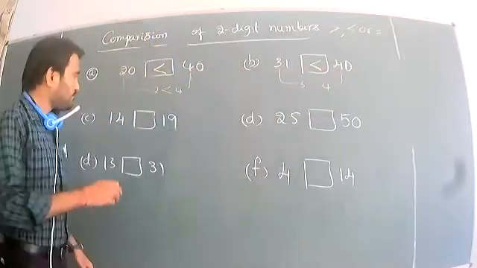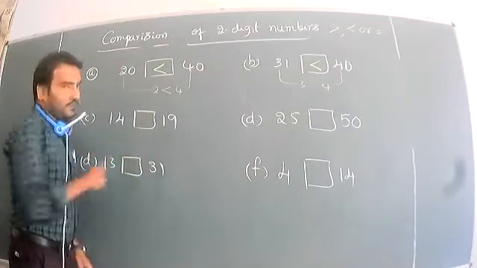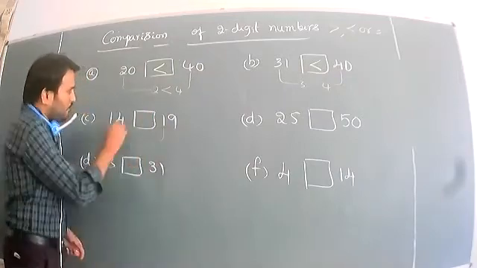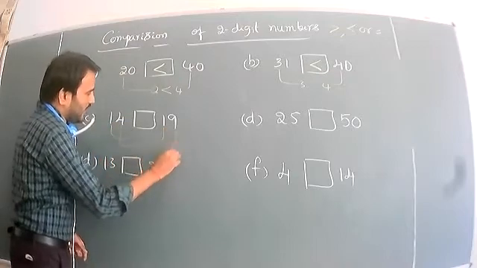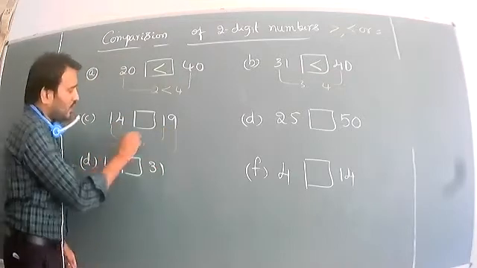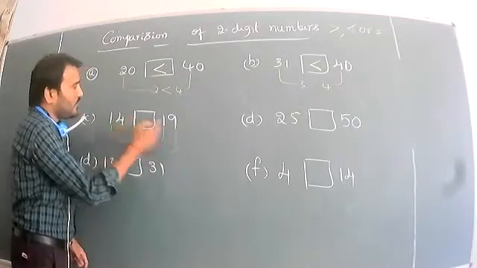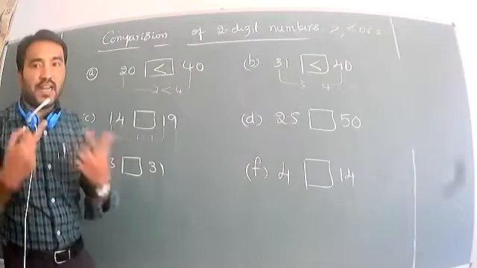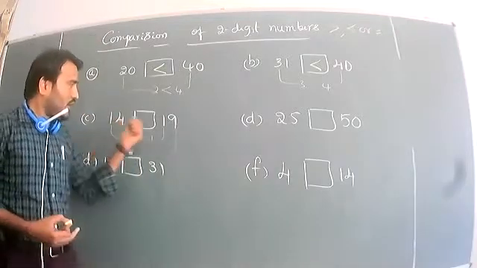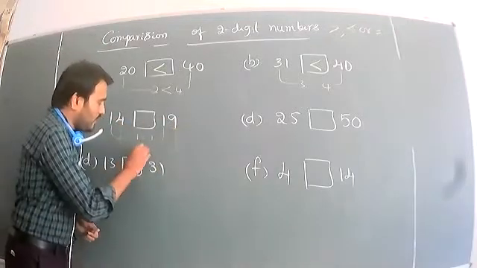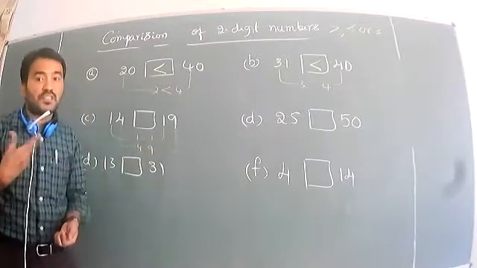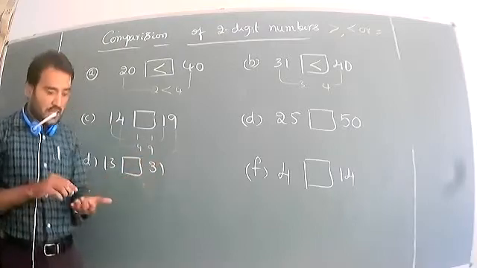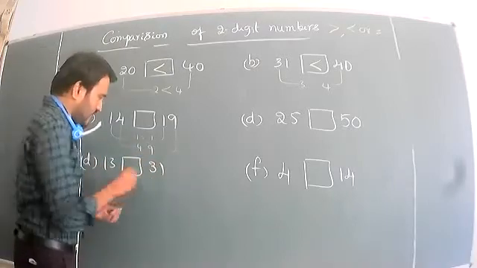Okay. Now here 14 and 19. Both the values are the same. Here 1, here 1. Guruji, what do we do? Here 1 and 1 are equal. Go for the second place, the second digit. What is the second digit? 4 and 9. Which one is greater? 4 is smaller, 9 is greater.